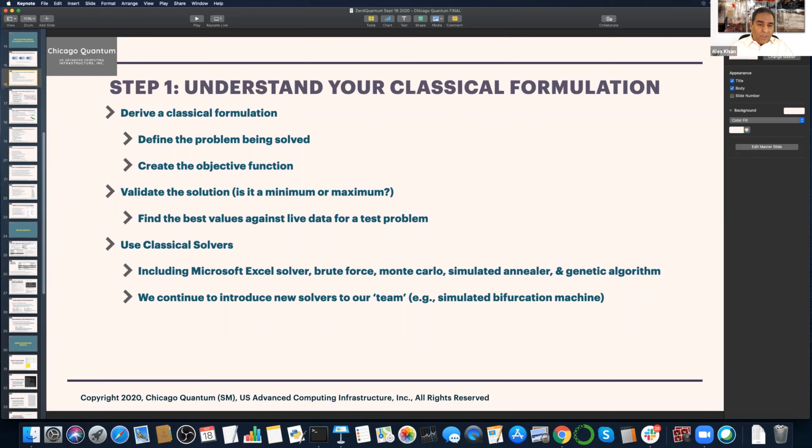But the point really is we had to really understand the problem we were trying to solve. And during that time, we also introduced the simulated annealer, we introduced the genetic algorithm. All of these were tools to help us get better answers and clarity of what problem we're solving.